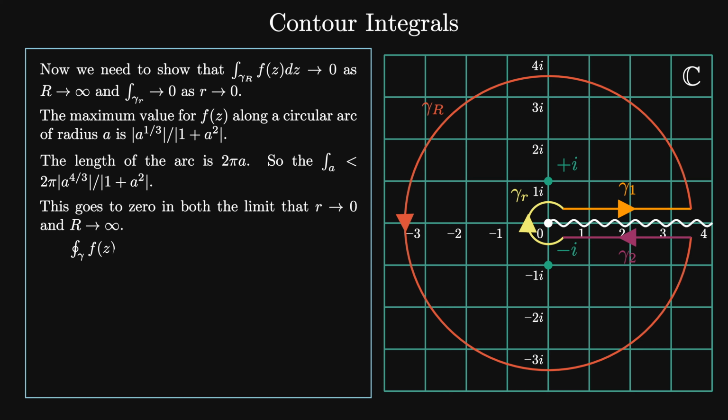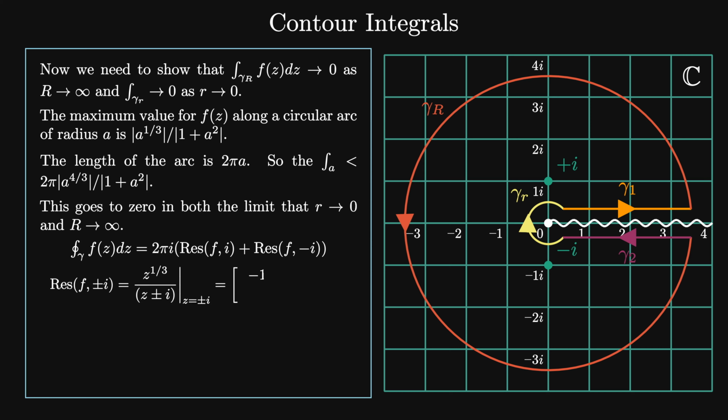Cauchy's formula says that the contour integral is equal to 2 pi i times the residue of f at i plus the residue of f at minus i. The residue at z equals plus or minus i is given by z to the 1/3 divided by z plus or minus i evaluated at z equals plus or minus i. This equals minus i divided by 2 for plus i, and e to the minus i pi on 3 divided by 2 for minus i.